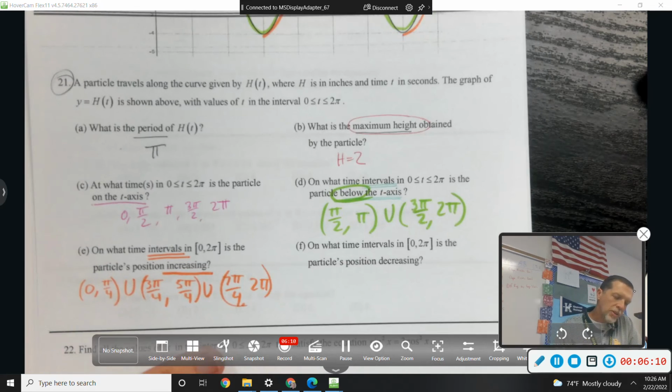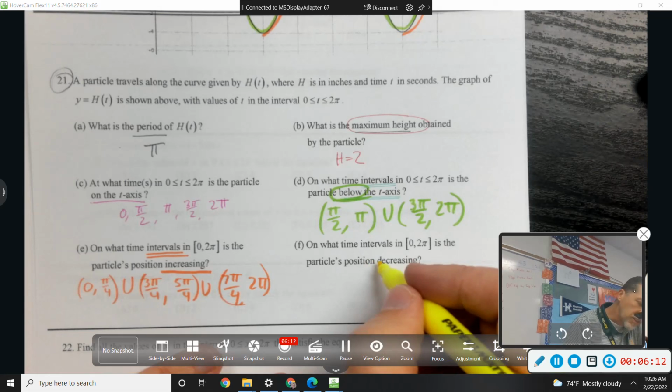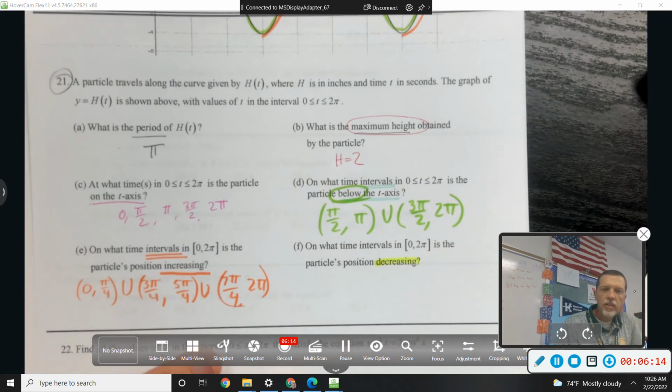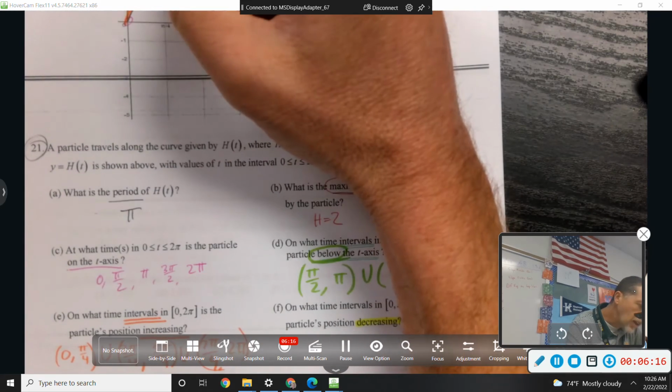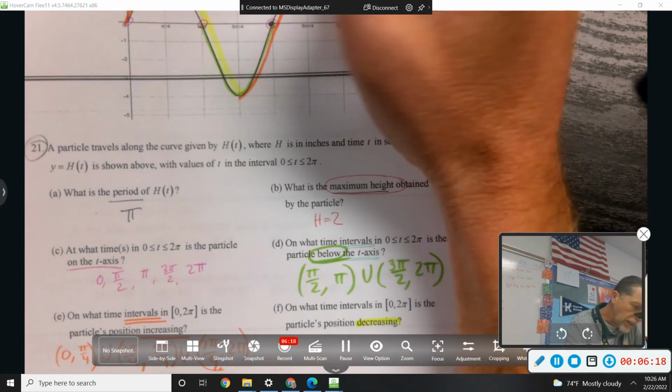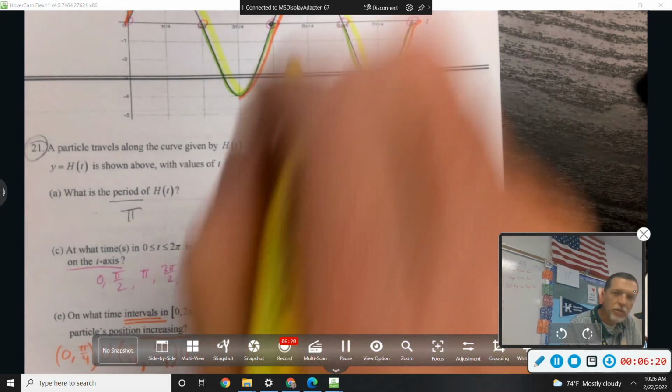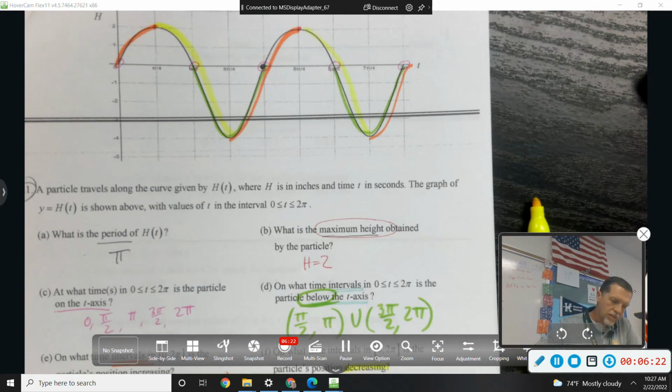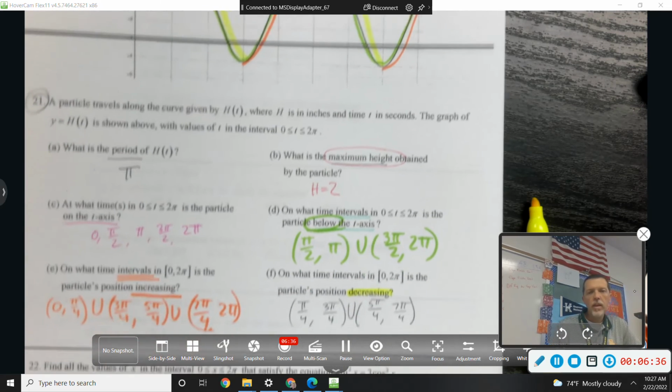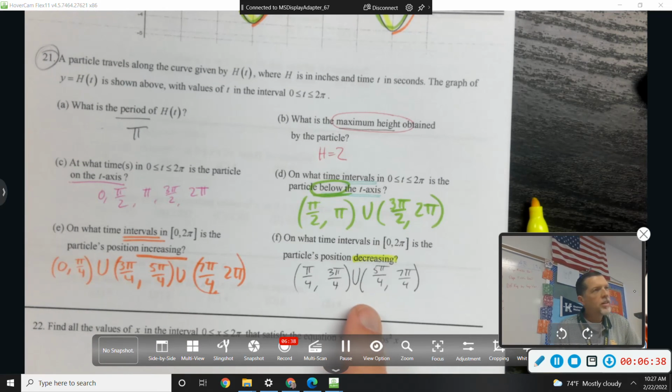On what time intervals is the particle's position decreasing? So that'd be when it's going down. Now the highlighting isn't necessary, but if it helps you see it. So it goes down from pi over 4 to 3 pi over 4. And 5 pi over 4 to 7 pi over 4. Again, intervals.